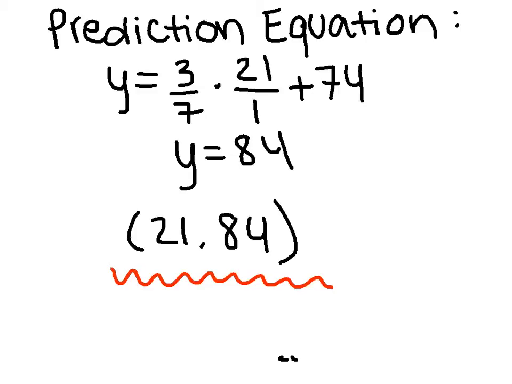My plot for my prediction equation would be the 21st competition. And so I plug that in as x, so you do y equals 3 over 7 times 21 over 1 plus 74. And then you end up getting y equals 84. So my prediction for 21 would be the data point 84.